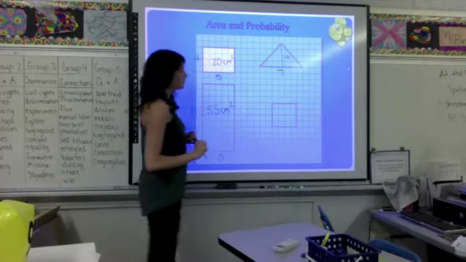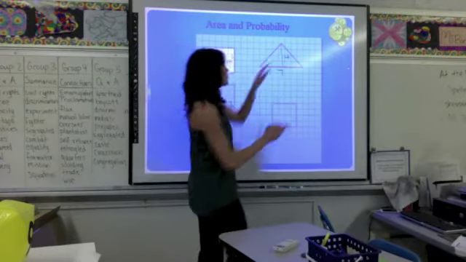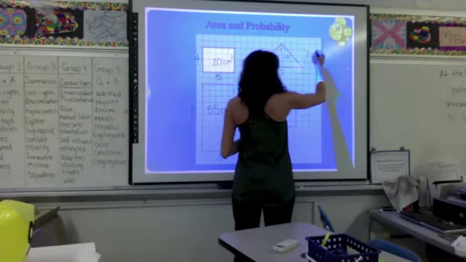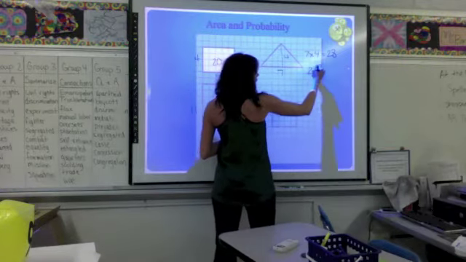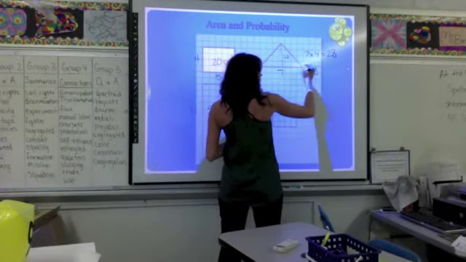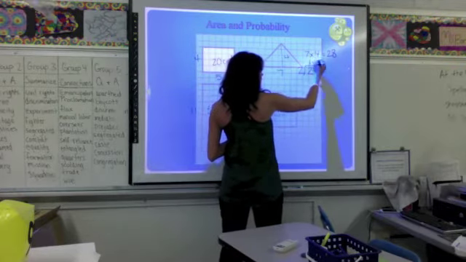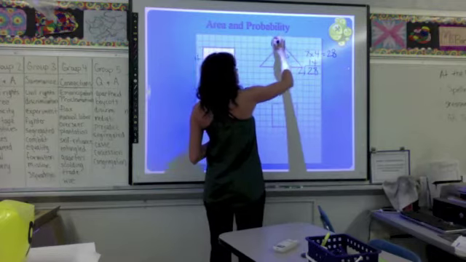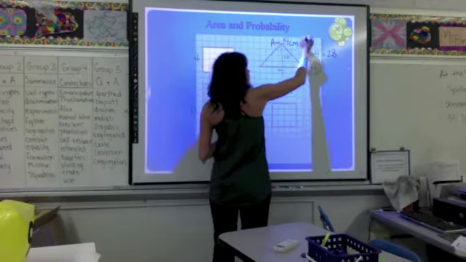high. And then I multiply those two numbers. 7 times 4 is 28. And then I take that answer and I divide it by 2. 28 divided by 2 is 14. So I know the area of this triangle is 14 centimeters squared.